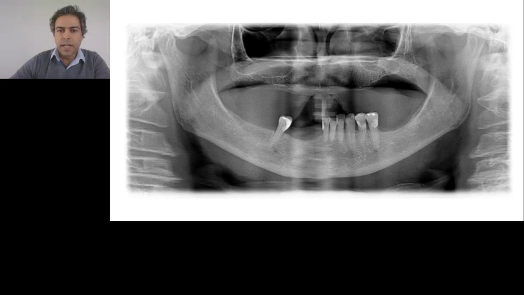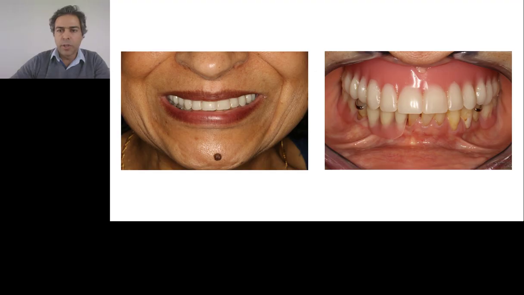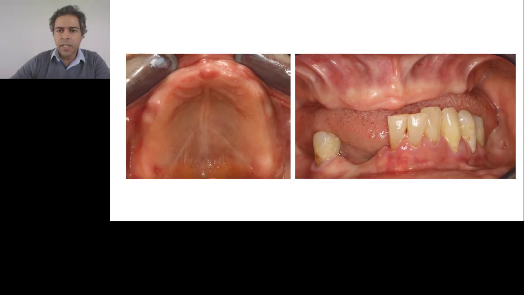teeth. These are the extraoral and intraoral pictures before treatment. The denture here, on her case, didn't meet the necessary requirements, so we decided to do a new denture before we did the scans. And here, as you can see, this is the edentulous area we are going to restore.